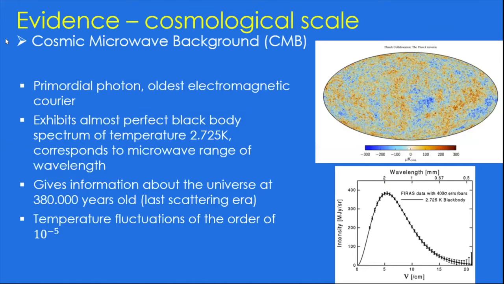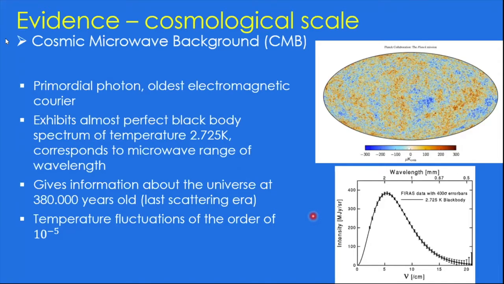So, on the cosmological scale, the need for dark matter is indicated by the observations of CMB. CMB is primordial radiation coming to us from all directions in the sky, and is the oldest electromagnetic courier that brings information about the early universe to us. CMB exhibits almost a perfect black body spectrum of temperature 2.73 Kelvin, which corresponds to the microwave range of wavelength.